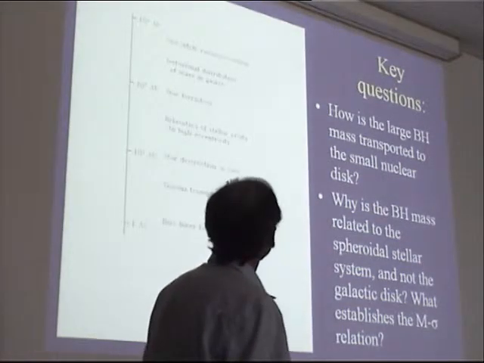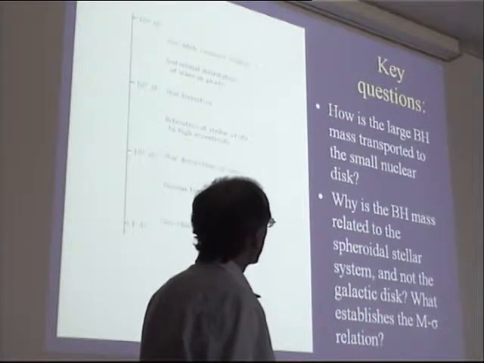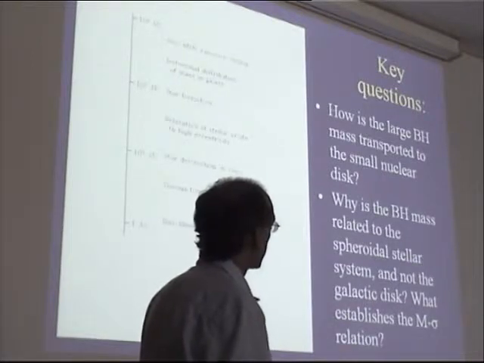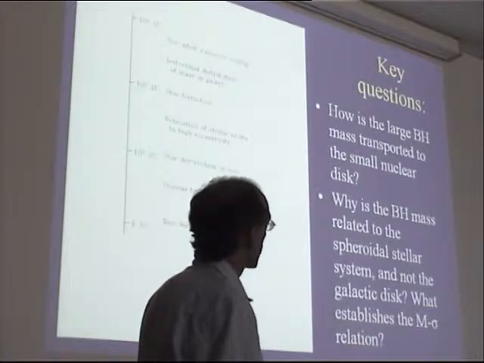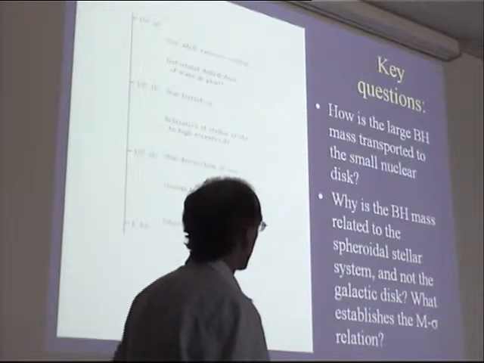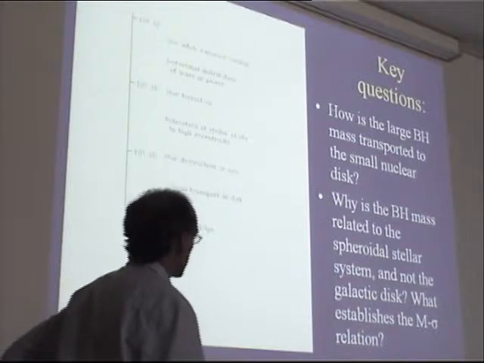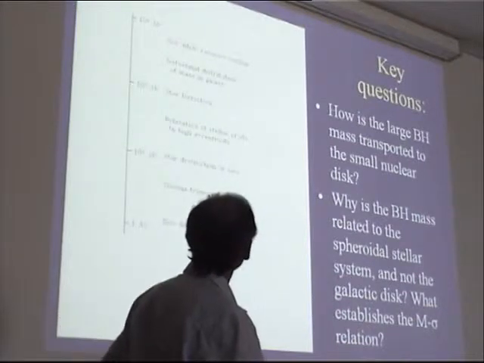So the key questions here are: how is the large black hole mass transported to the small nuclear disk? The black hole has to grow gradually by accreting all this mass, so you have to transport it to the small nuclear disk in the center. Why is the black hole mass related to the spheroidal stellar system and not the galactic disk? And what established the M-sigma relationship?